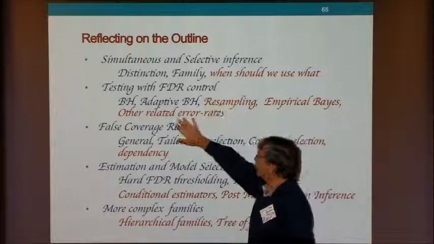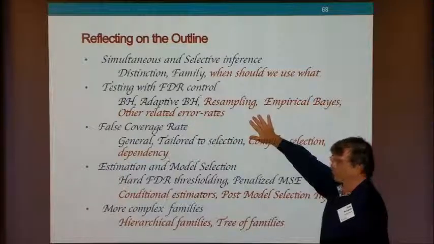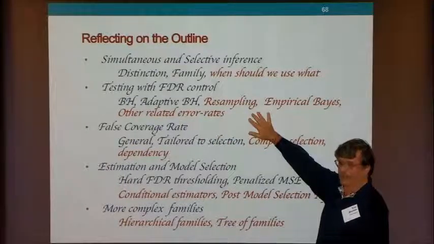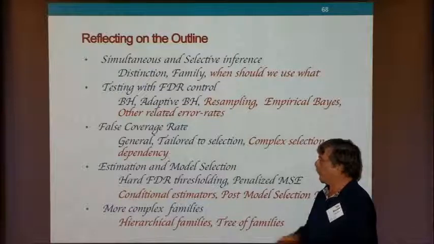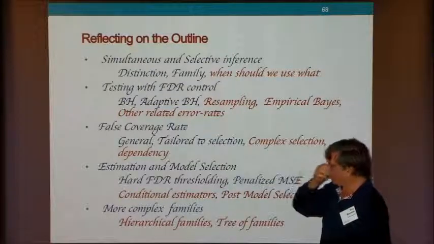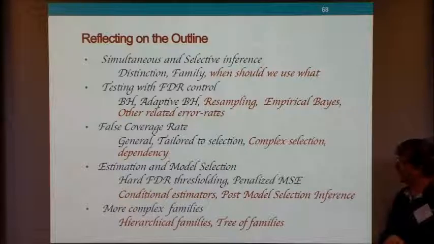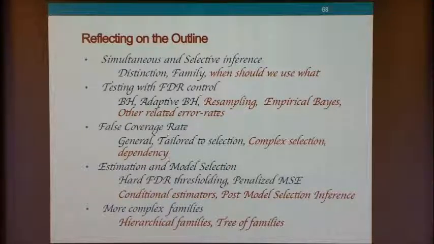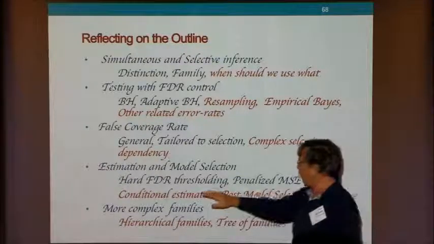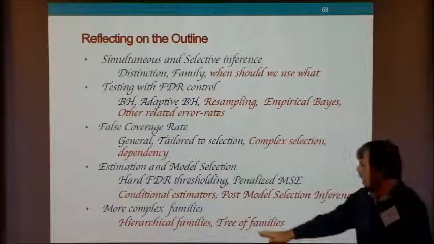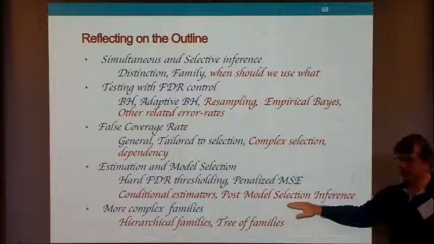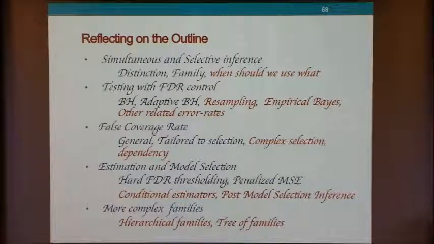Testing with FDR control, I talked about the BH, the adaptive BH. I didn't talk at all about resampling, which is heavily used in genetics where you have the original observation. And I mentioned just the empirical Bayes. In the false coverage rate, I did talk both generally and tailored to the selection. I didn't talk about complex selection or about the issue of dependency, which creates a problem. And in the estimation and model selection, I talked about FDR thresholding, its equivalence in terms of penalized MLE. I showed some example. I didn't talk about conditional estimators and just mentioned the fact that we have a problem with post-model selection inference. And I didn't talk at all about more complex families.